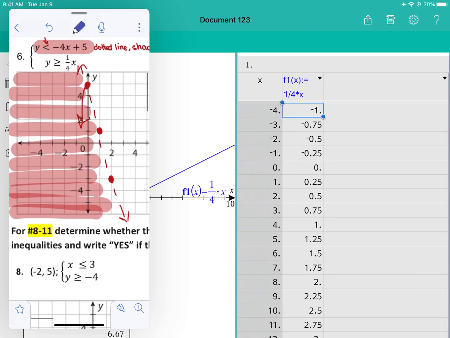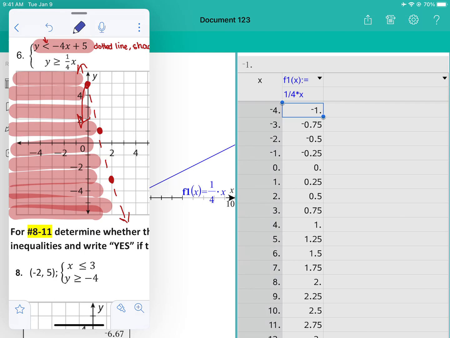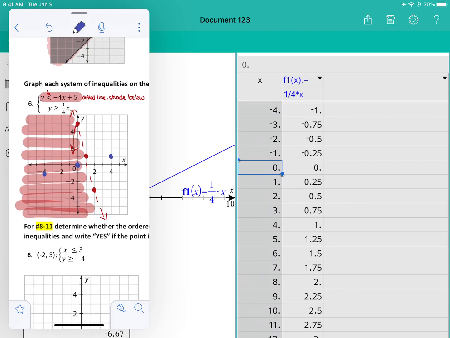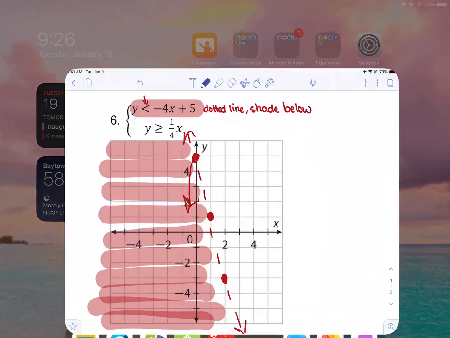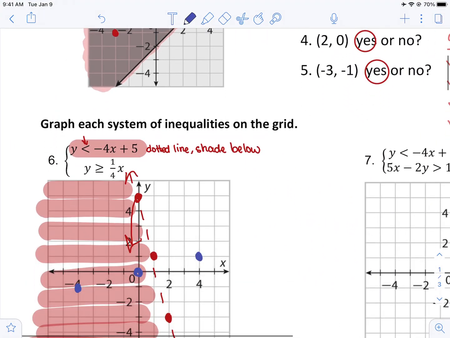So I'm going to plot that point, -4, -1. So that point is right here. Then my next whole point would be 0, 0. And then I have 4, +1. And the next one would be 8, 2, but I don't have enough space for that.